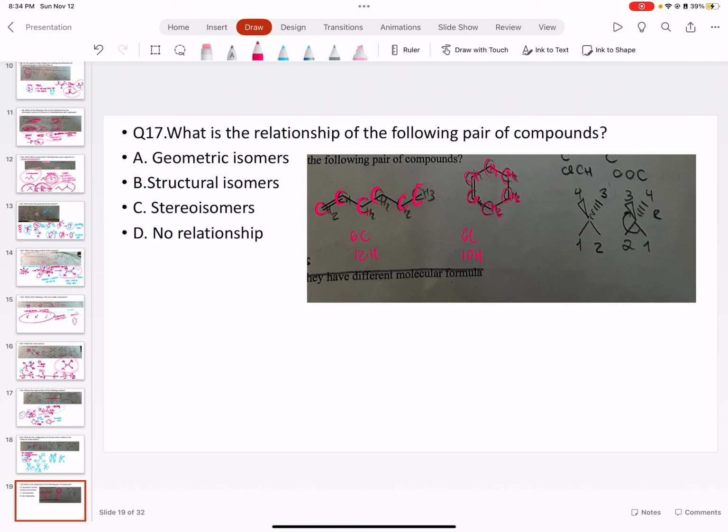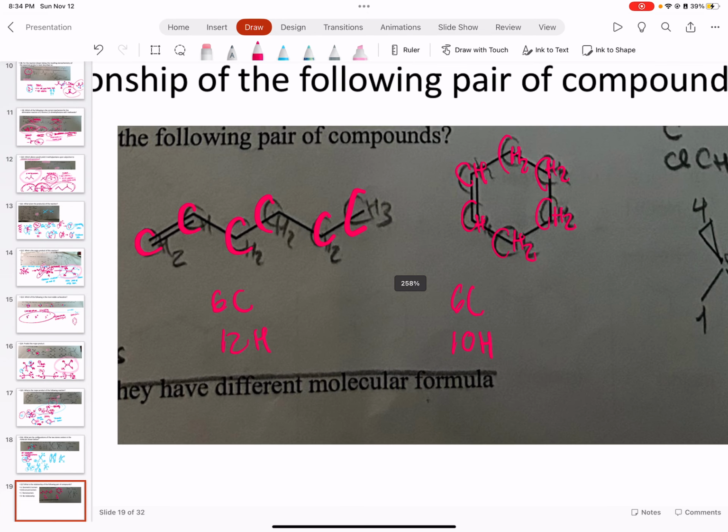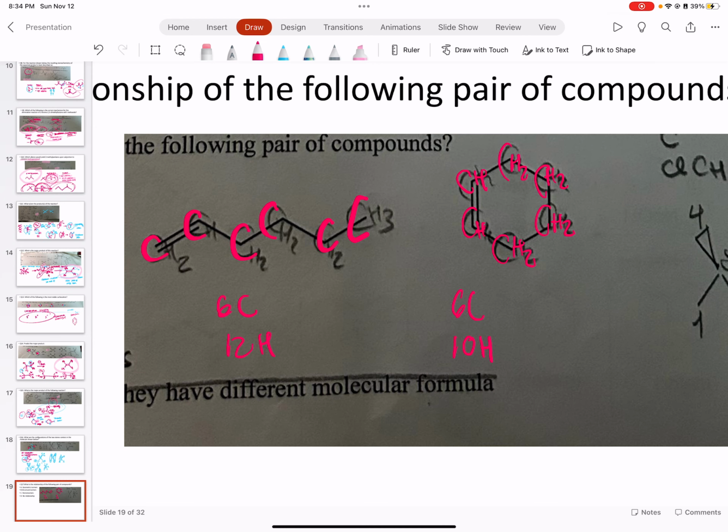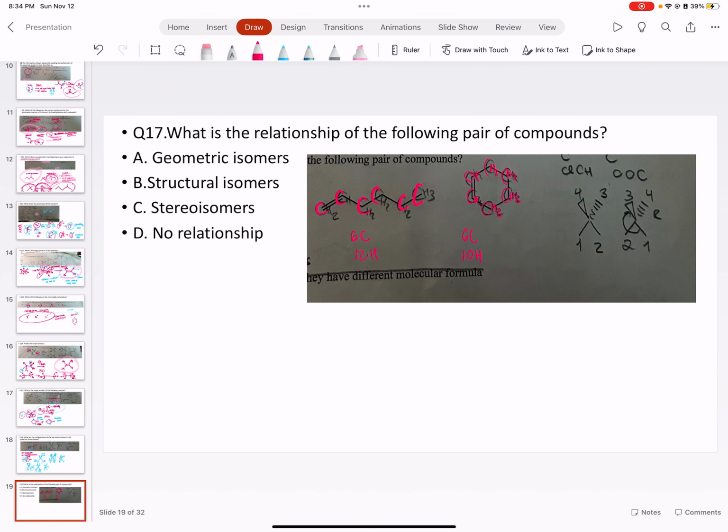So then, question 17: what is the relationship of the following pair of compounds? If we look at the two compounds, I counted the number of carbons and the number of hydrogens. They have the same number of carbons, but different numbers of hydrogens. To be isomers, we need them to have at least the same number of carbons and hydrogens. Therefore, the right answer would be D, that they wouldn't have any relationship whatsoever.